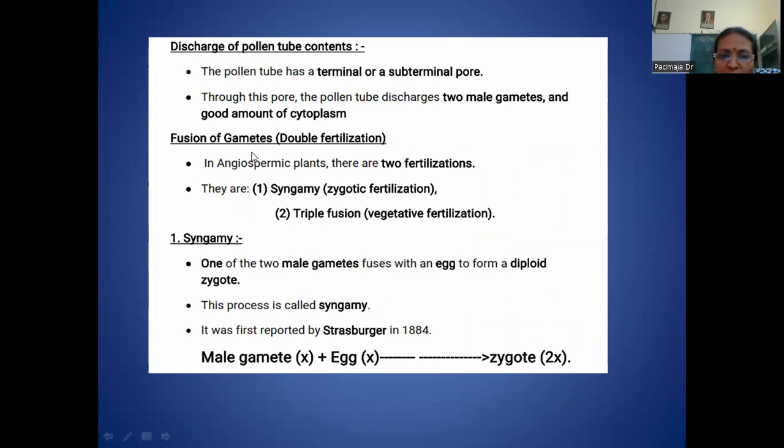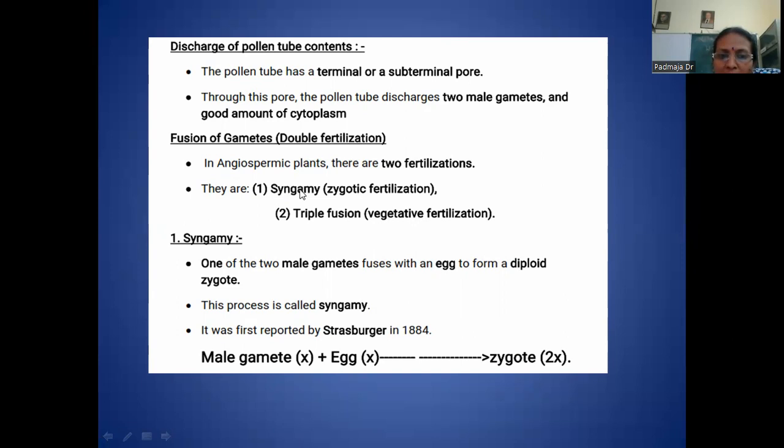So the fusion of gametes. Here, one of the male gametes will fuse with the egg, and another male gamete will fuse with the secondary polar nucleus. So there are two fusions taking place and two fertilizations taking place. So in angiosperms it is considered as double fertilization.